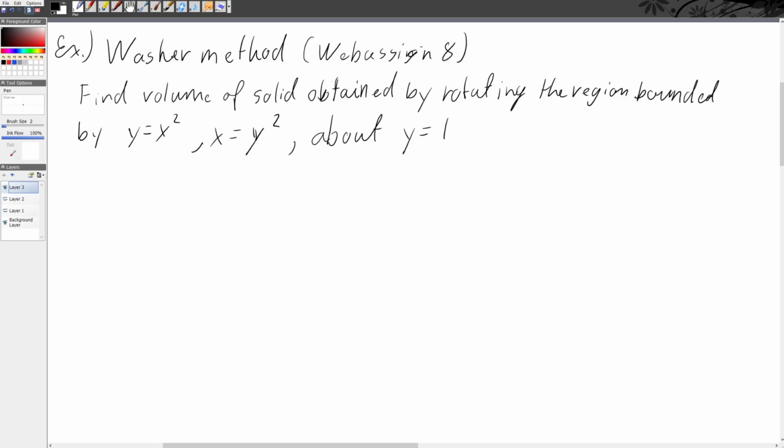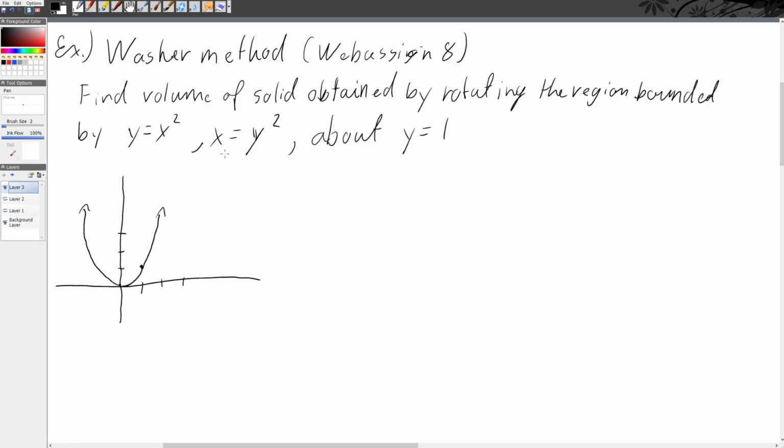For this problem, what we want to find is the volume of the solid obtained by rotating the region bounded by all of those curves. So first step first, let's try to draw the curve. So y is equal to x squared. That's just a parabola.